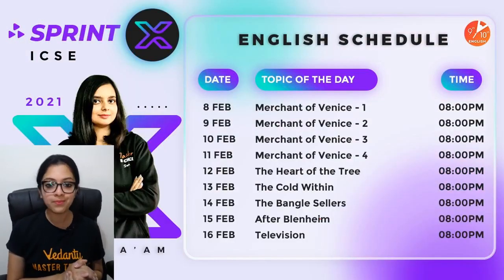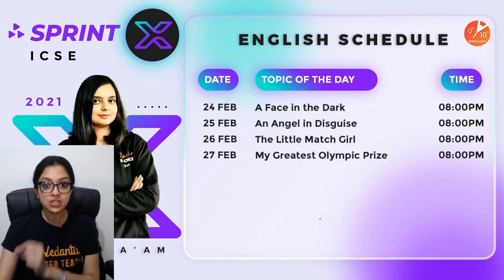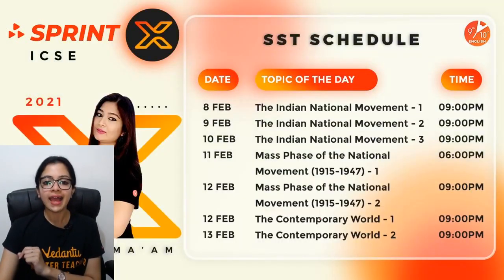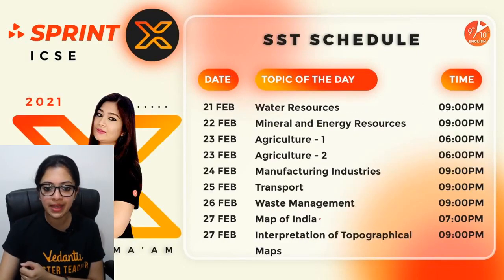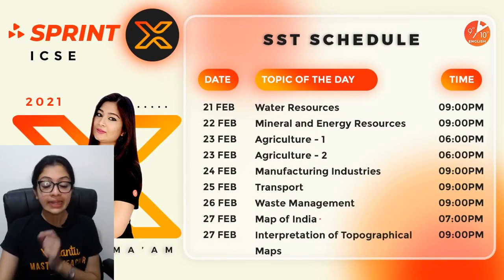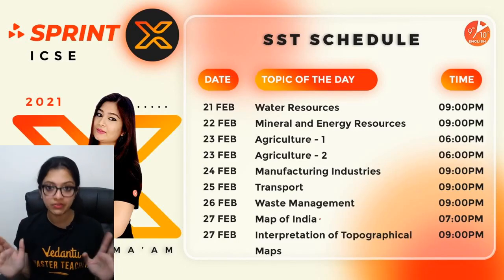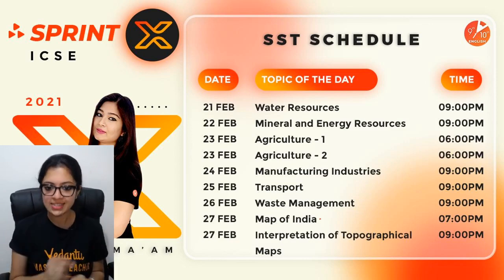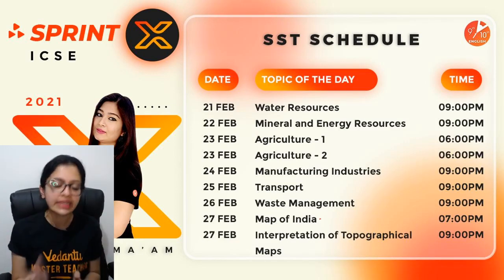English, Shweta ma'am has also already started, and ma'am's sessions will go on till the 27th of Feb. Note the time, children. And Ankana ma'am for social studies has also already begun and will continue till the 27th of Feb. So children, by the end of February, your Sprintex ICSE is going to be entirely done. Do not miss any of these sessions.